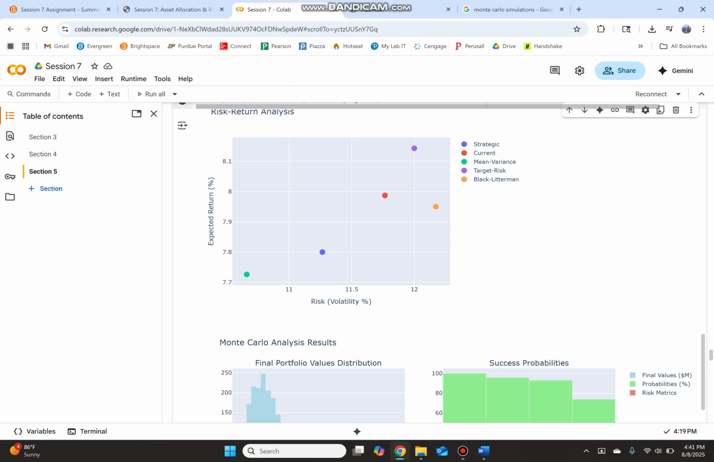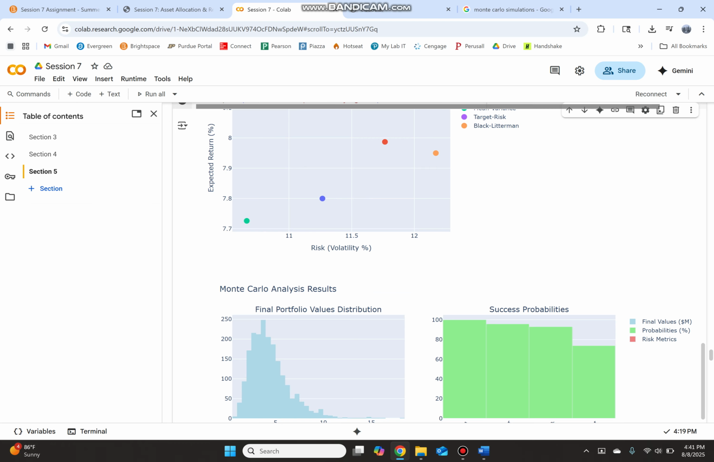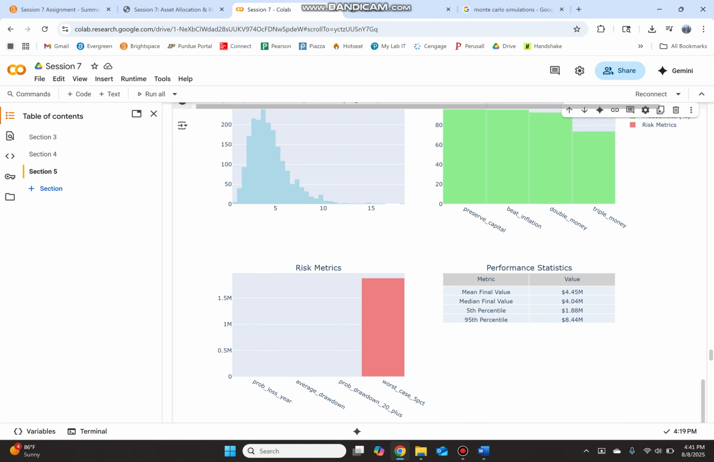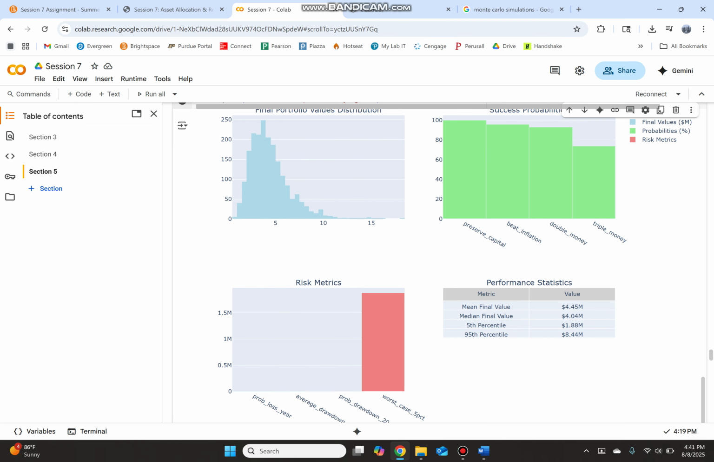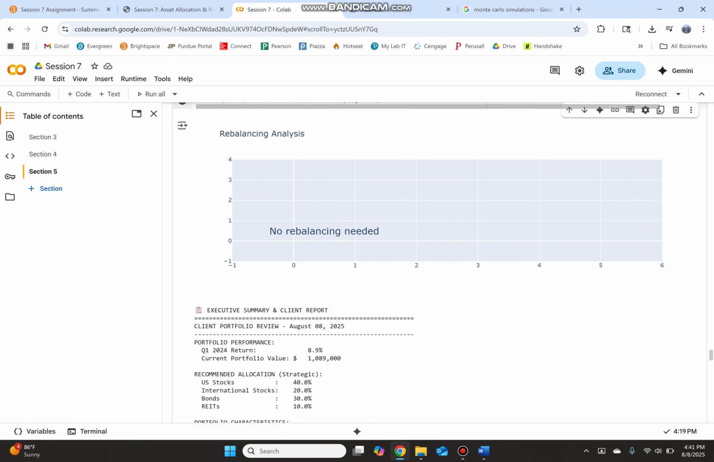Gives us everything on a risk return graph, shows where everything is. So obviously, target risk, max risk means max return. Black Litterman's kind of just off. There's this frontier line, which we want. We can kind of see that curve. You want something on that, is what I'm guessing. Worst case 5%, yeah, 1.8 million, that's the worst case. Success probability is everything. Monte Carlo is not really that important.